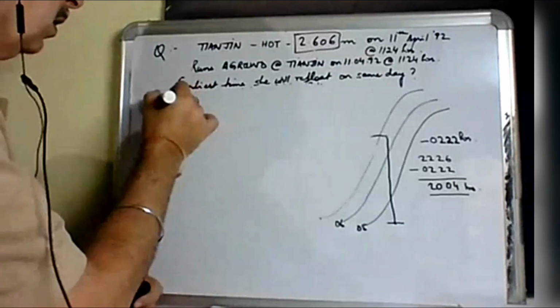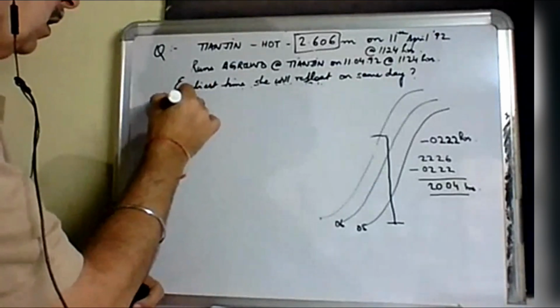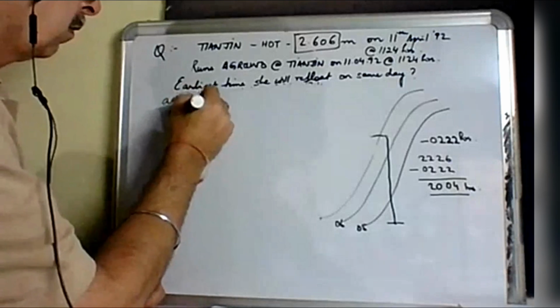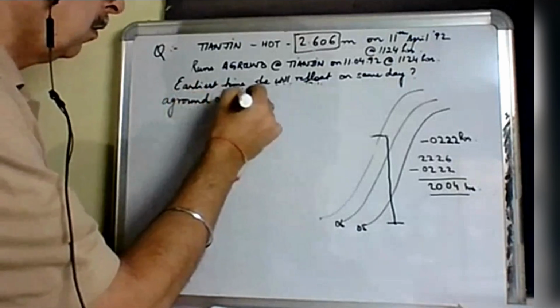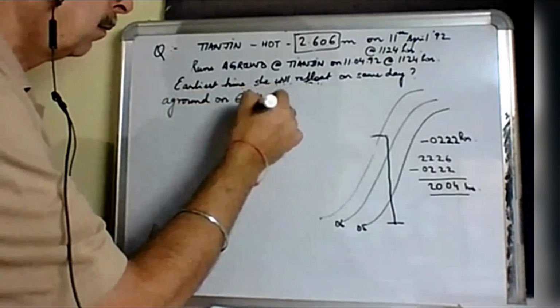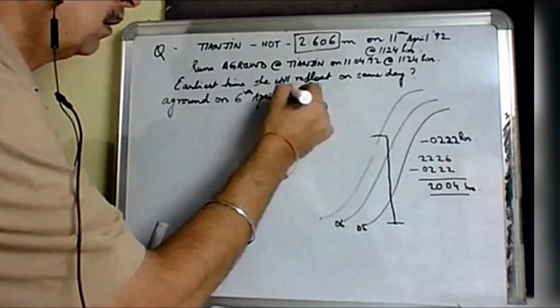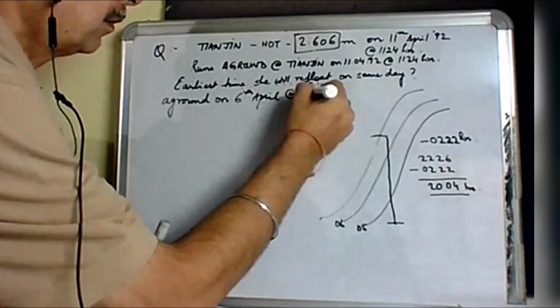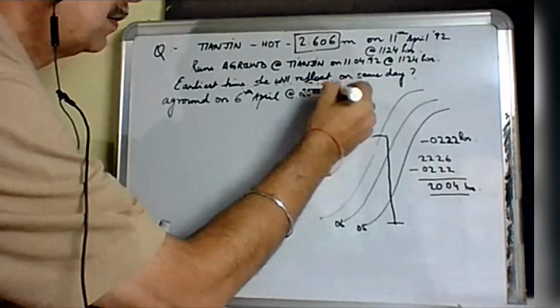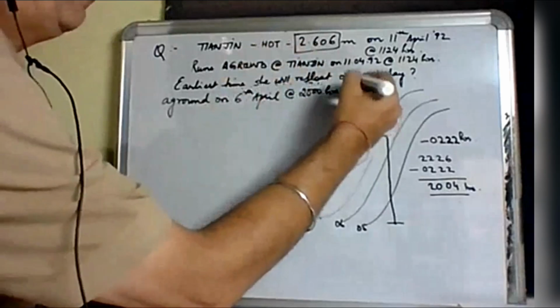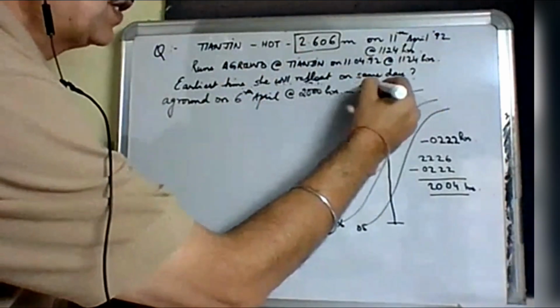Runs aground on 6th April at Tianjin at 2000 hours. ठीक है, height of tide you found out, let us say 2.6 not 6.